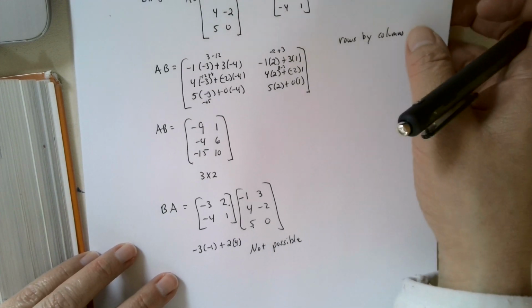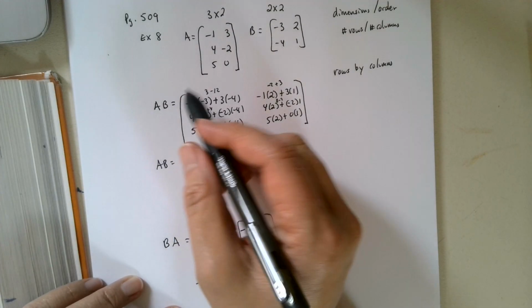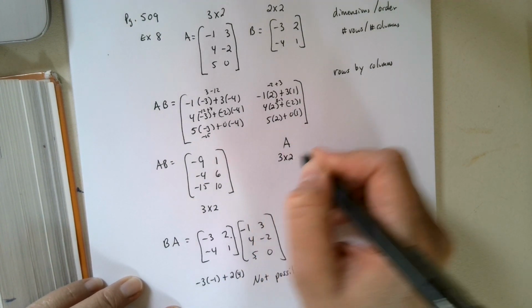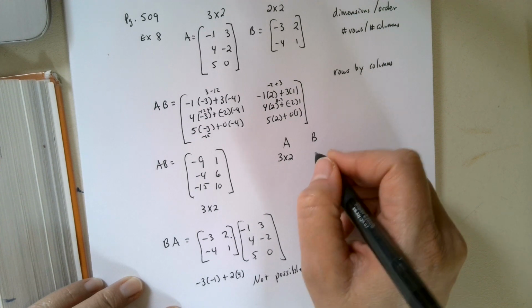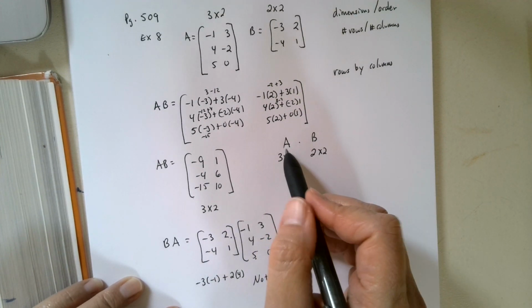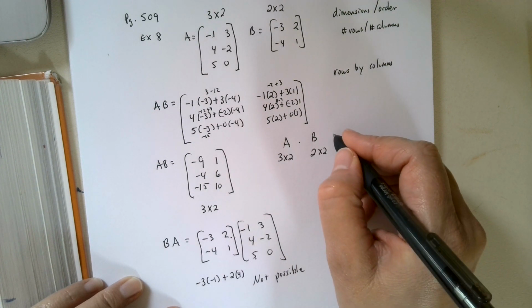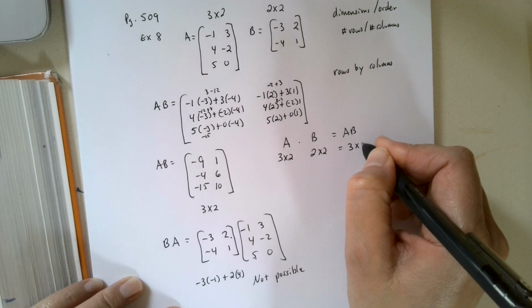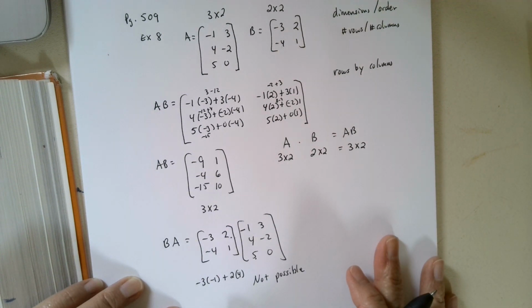So let's see if we can figure out what happened here. All right, so matrix A was a 3 by 2. Matrix B was a 2 by 2. When we multiplied it in the order A times B, we ended up with a 3 by 2 matrix.